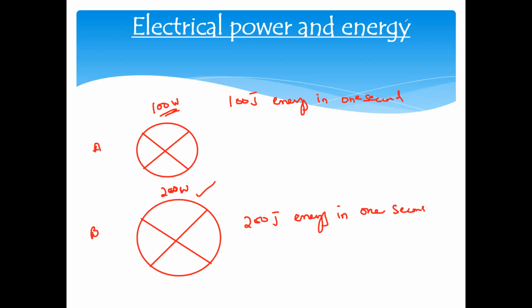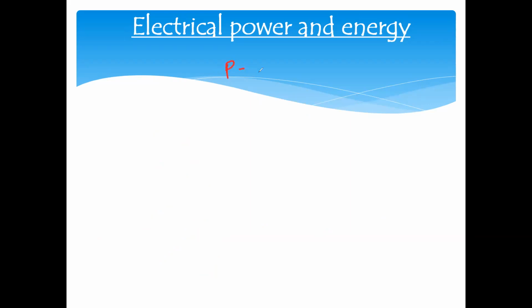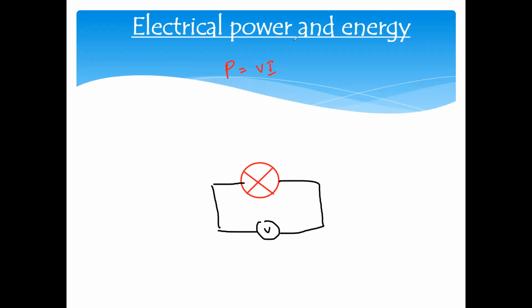And how to calculate the power? The power is actually a product of voltage and current. If I want to find the power of this lamp or bulb, I need a voltage. How do we get the voltage? We connect a voltmeter in parallel. To get the current, we connect an ammeter in series. So if there was 2 amperes of current and 6 volts, because the voltmeter shows the voltage across that component and the ammeter shows the reading of the current.